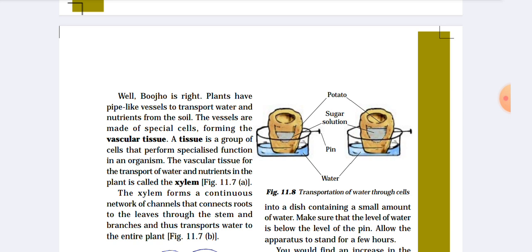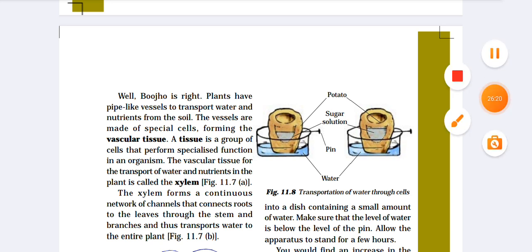Well, the vessels are made up of special cells forming the vascular tissue. A tissue is a group of cells that perform a specialized function in an organism. A vascular tissue for the transport of water and nutrients in the plant is called xylem.